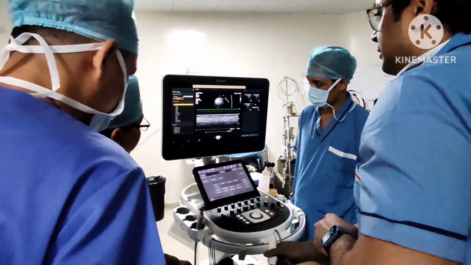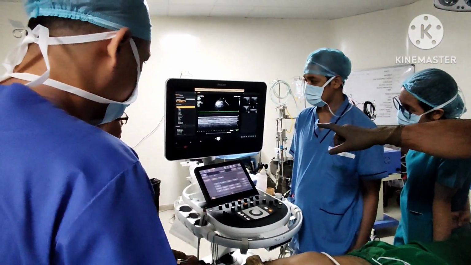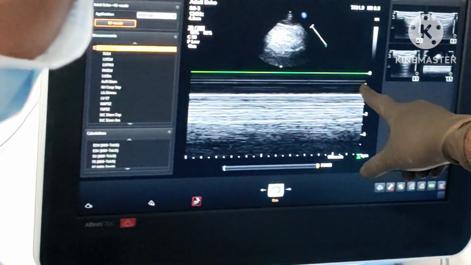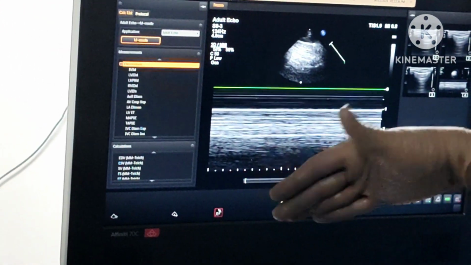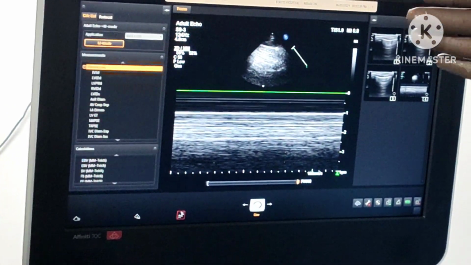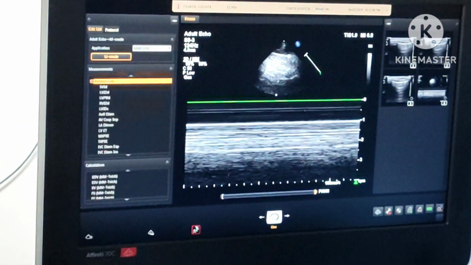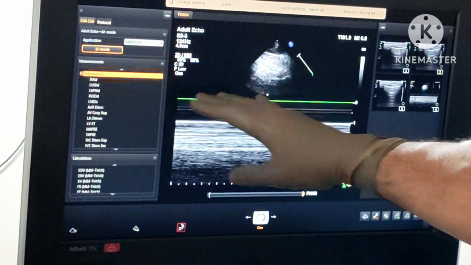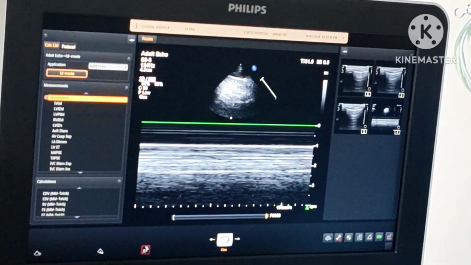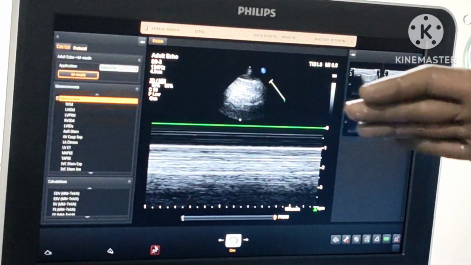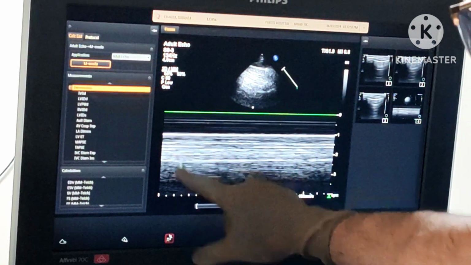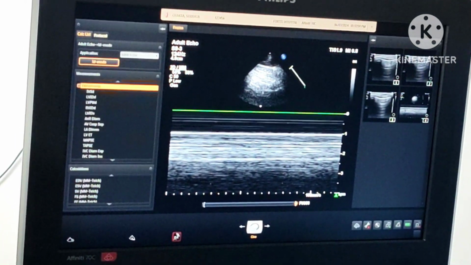So now let me explain what you see over here. This black portion is the skin, subcutaneous tissue, the muscles, intercostal muscles, and the ribs and everything. And this white line is the interface between the muscles and skin and the structures of the chest cavity. And this is the pleura, and this is the normal lung, right?